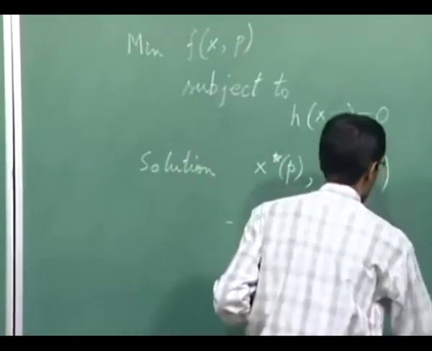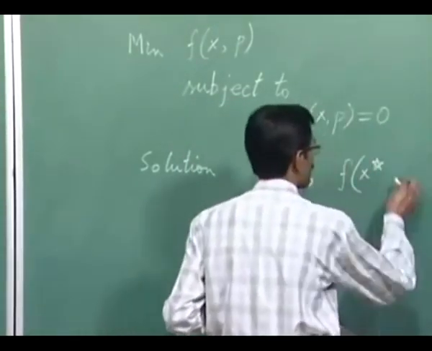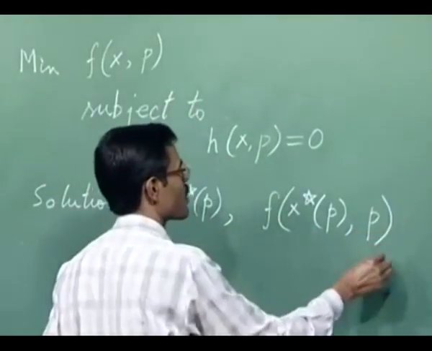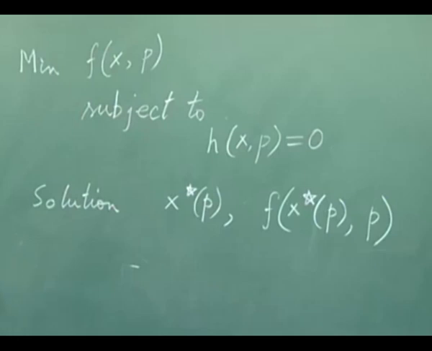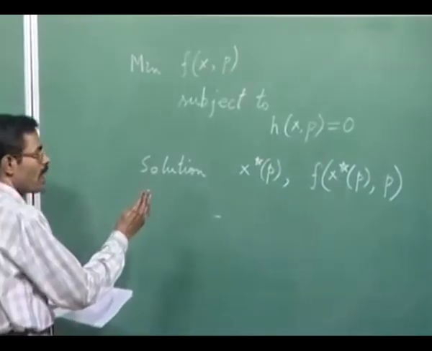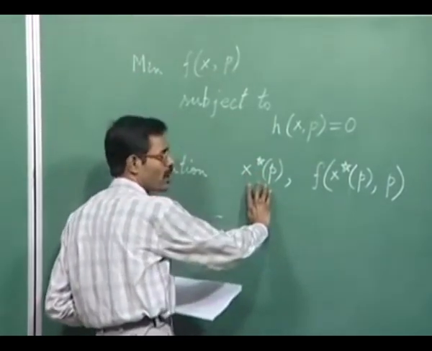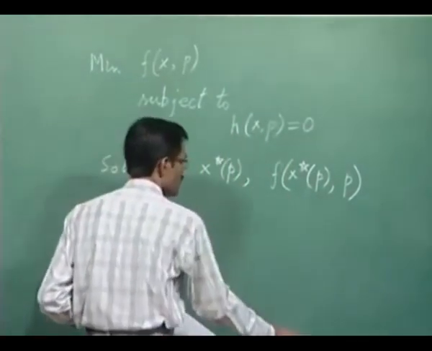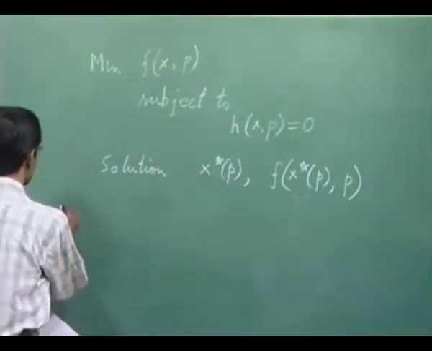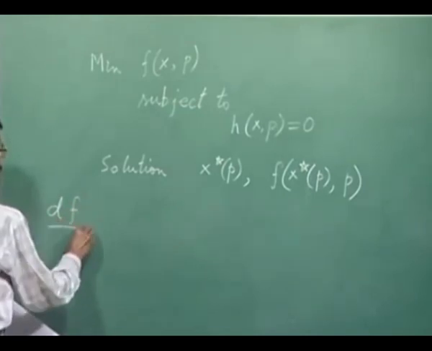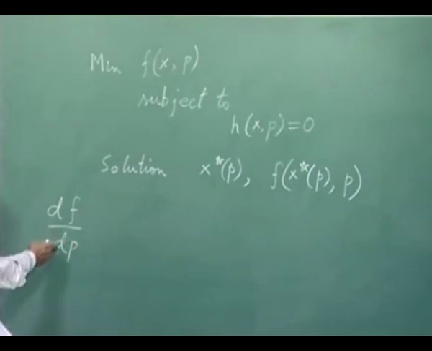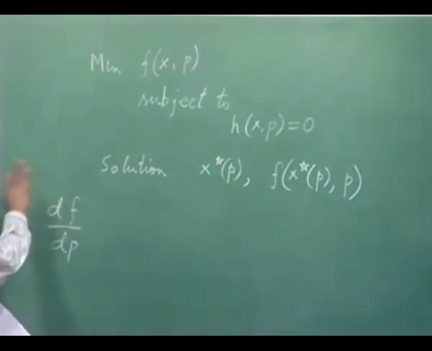And therefore, when we finally evaluate the function, we will be actually evaluating this, right. Now, we want to find out if we change p a little bit, then how this would change, or more importantly how the corresponding function value would change, which we want to minimize. That is, we want to find out df by dp. At what rate the change of p affects the change of f.